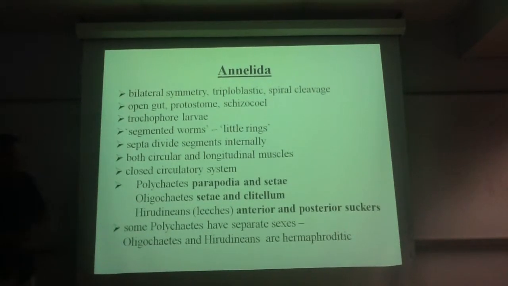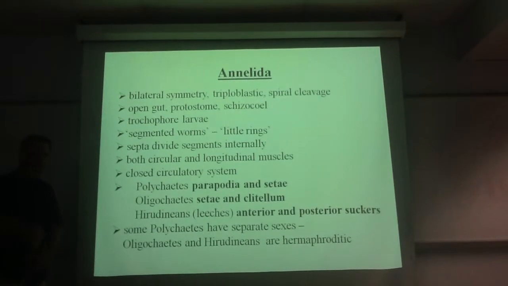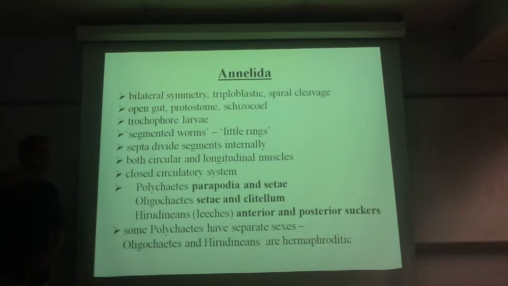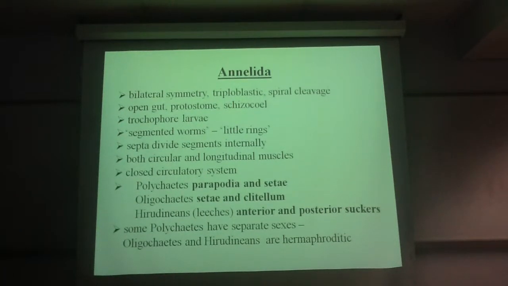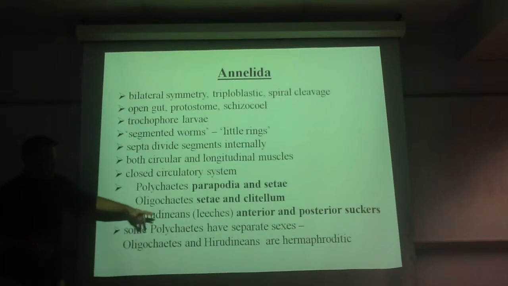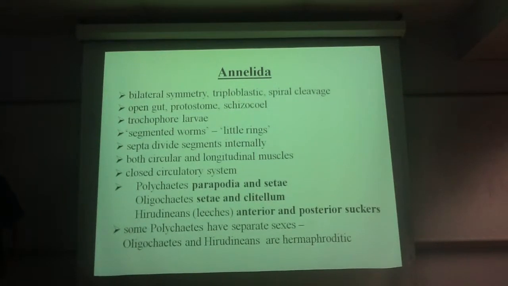Oligochaetes have setae, but they're a lot shorter, right? Hopefully you felt them when you rubbed your little earthworm from tail to head on his ventral side, right? And they have this thing called a clitellum, which is that little structure that secretes mucus and sticks them together when they copulate. Hirudineans are going to be leeches, and these are characterized by having anterior and posterior suckers.